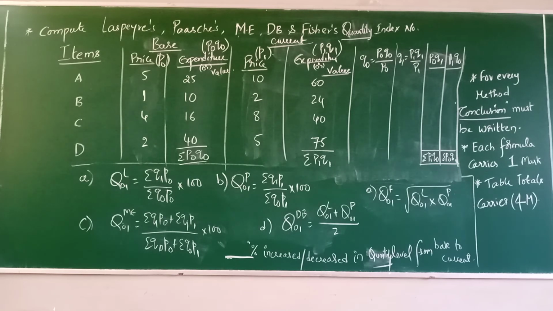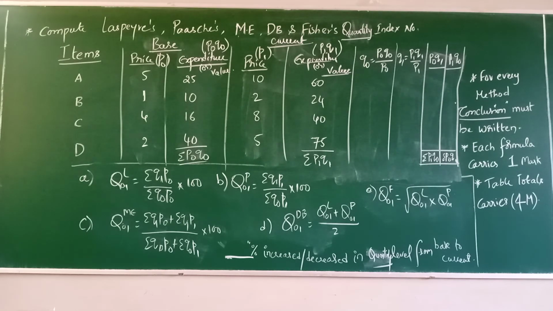What do you mean by expenditure or the value? The total value is nothing but the price into quantity. The total expenditure is also nothing but price into quantity. So in base expenditure, if it is asked, then what it must be? Price into quantity under base. Expenditure or value, anything will be asked. This is the twisted one.